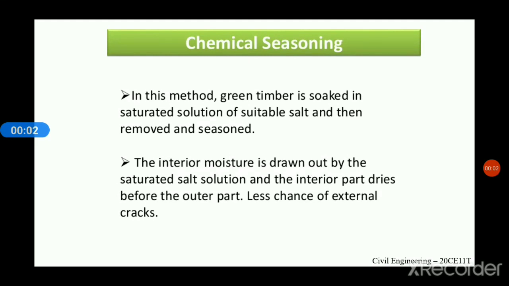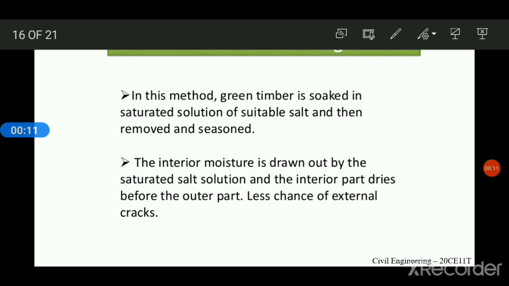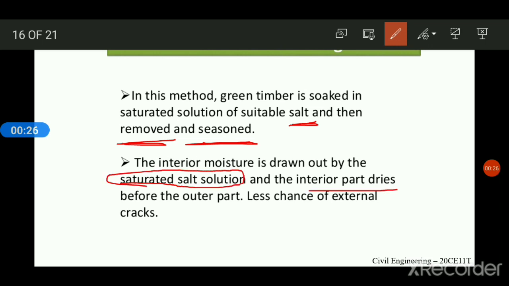Next, chemical seasoning. Chemical seasoning is also called salt seasoning. In this method, the timber is soaked in a saturated solution of a suitable salt, then removed and seasoned. The interior moisture is drawn out by the saturated salt solution and the interior part dries before the outer part. So there is less chance of external cracks.